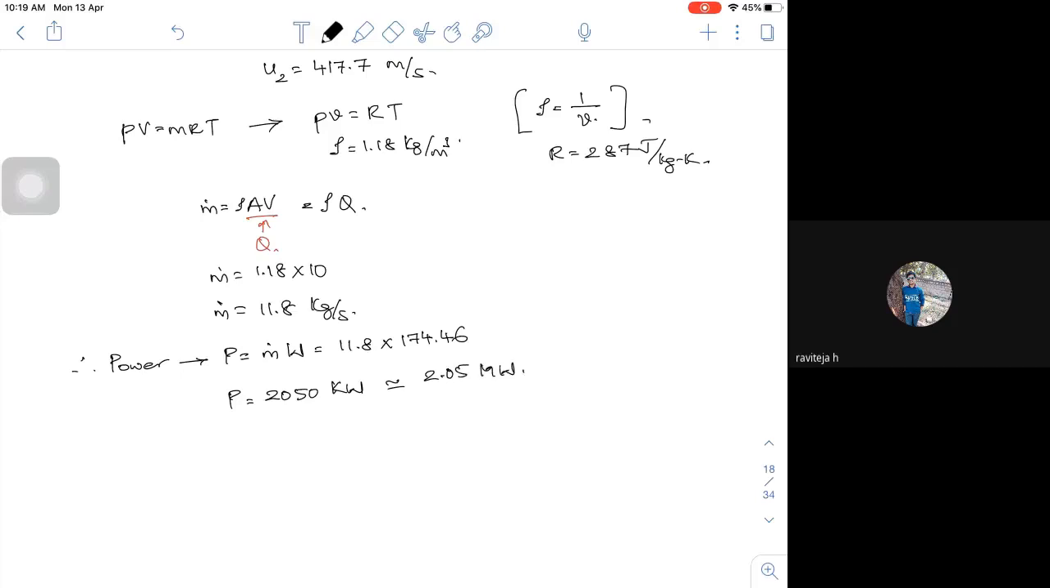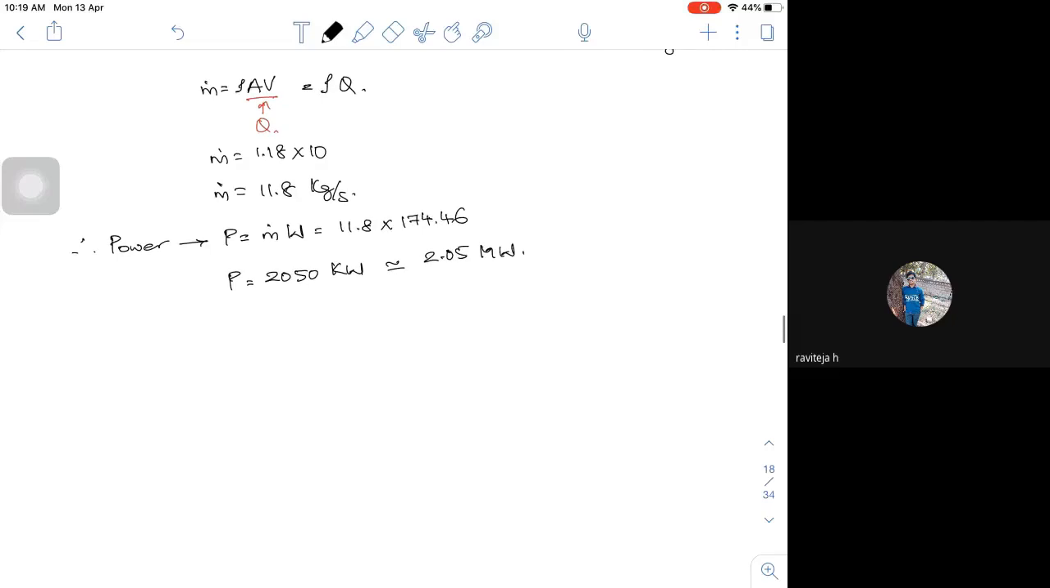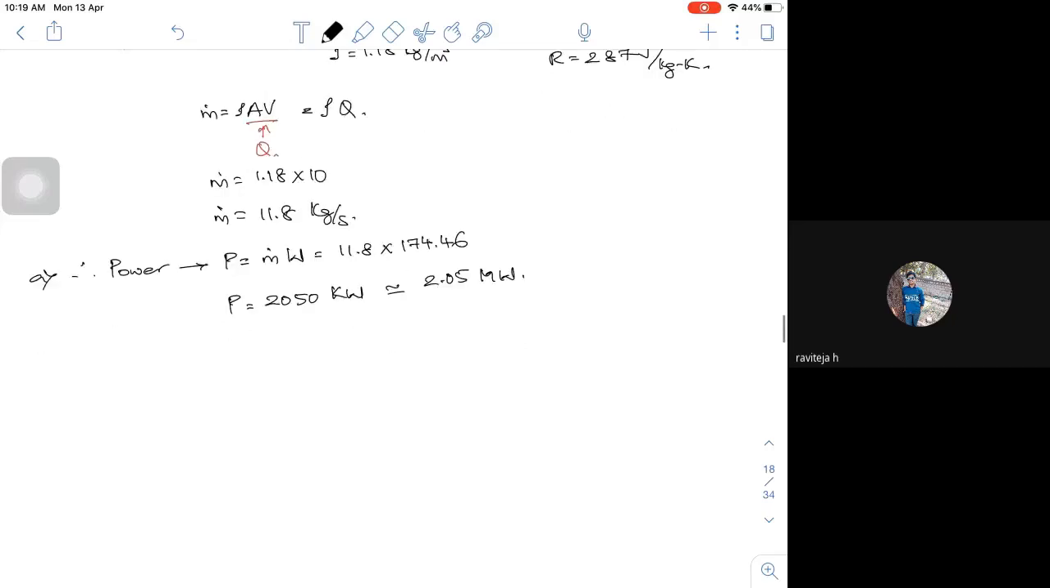So this kilowatt is just sufficient, or if you want in terms of megawatts also, it's fine. This is the power requirement for the compressor. This is a very huge compressor. This is the power which we have calculated, as per the numerical, the power requirement.